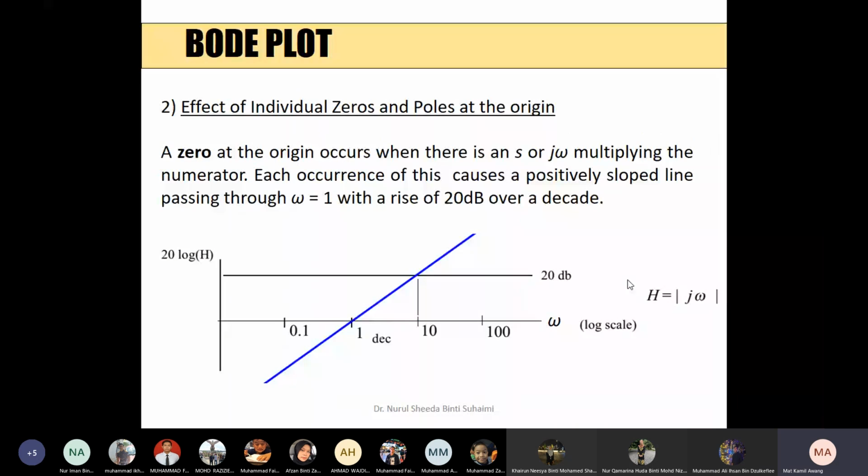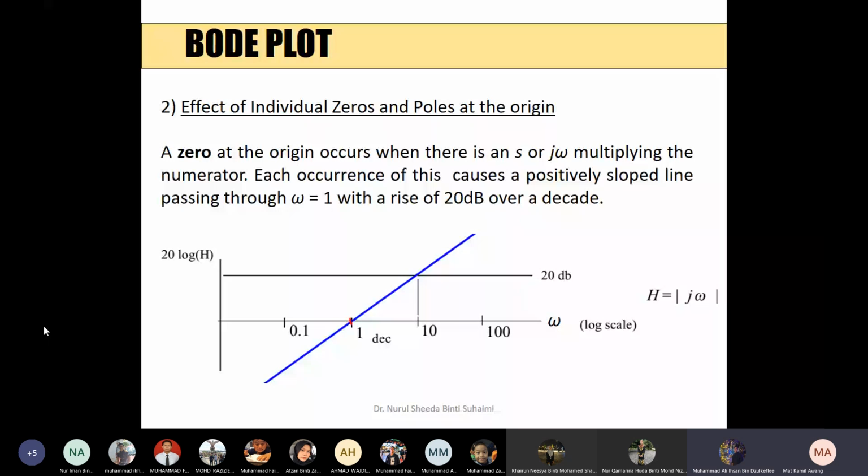And the effect of the individual zeros and poles at the origin. If you have zeros at the origin, this is the origin basically at 1. This is the origin in the log scale, not 0, because in log scale there is no zero. We go into 0.1, 0.01, 0.001, 0.0001, so you will never reach zero in log.